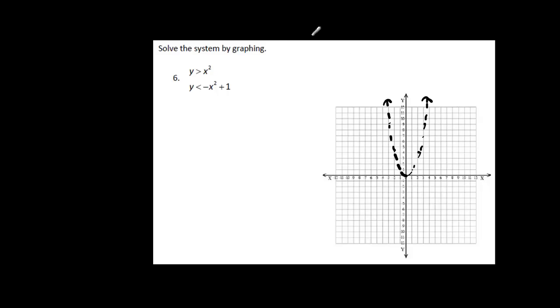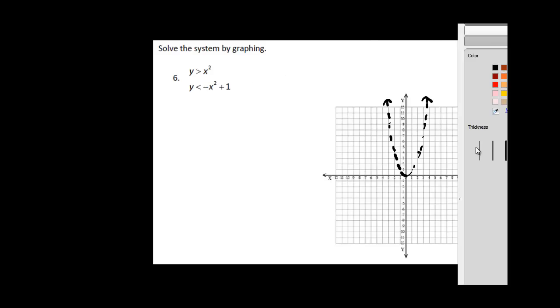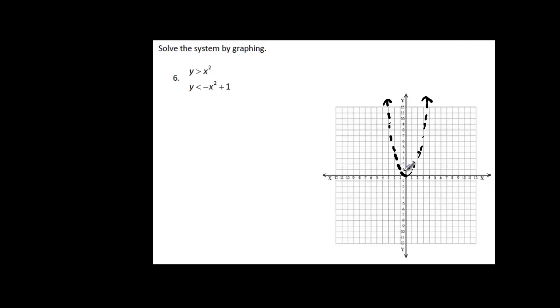And this other one here is a parabola that is moved up 1 and flipped over the x-axis. So this is actually going to be an easy one to draw. Because if it's moved up 1, this point is going to go here, and everything else is going to fall down from that.